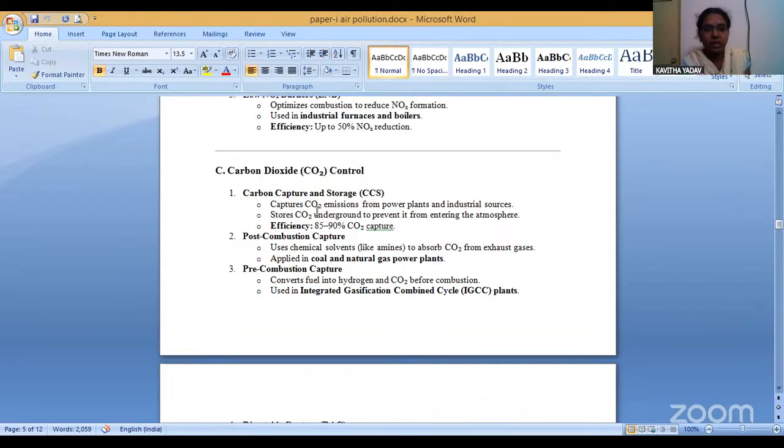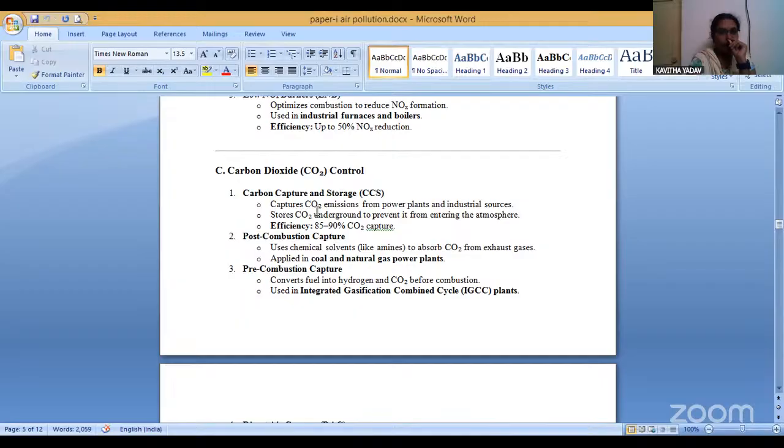Sorry for the disturbance. Post-combustion capture uses chemical solvents like amines to absorb the carbon dioxide from exhaust gases. It is applied in coal and natural gas power plants.